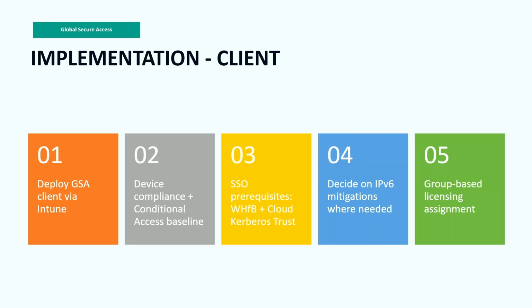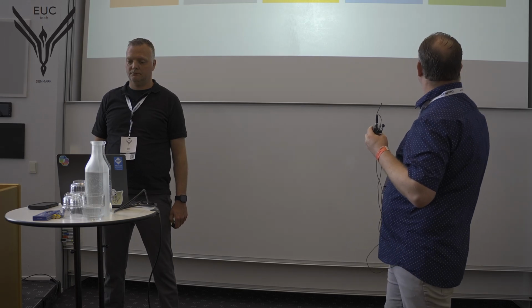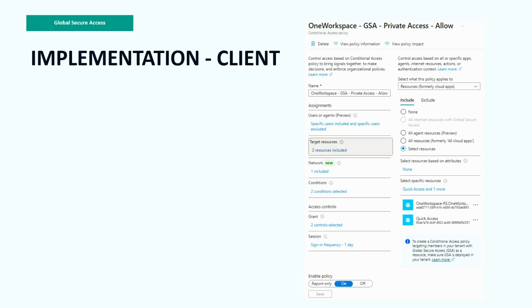Windows Hello for Business, the Cloud Kerberos Trust, very important. And you need to decide what you do with your IPv6 traffic. And last one, use group-based licensing, like I said earlier. Use it for all of your things as a base package for your user. I tested it, it works great.